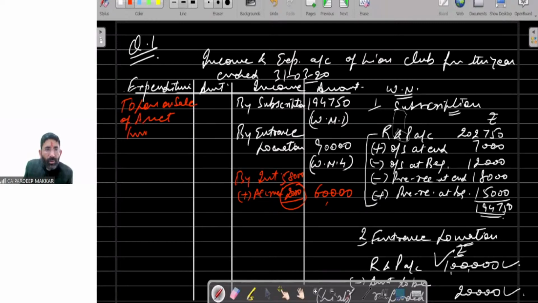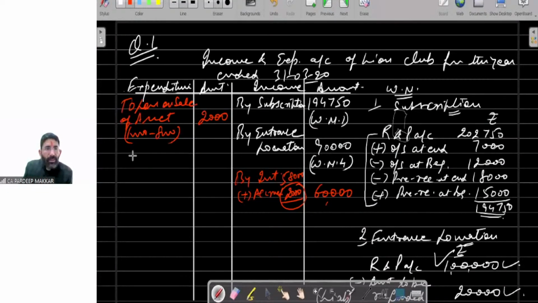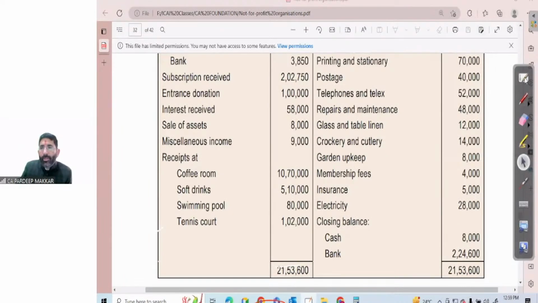That is 10,000 minus 8,000. So there is a loss of worth rupees 2,000. Very simple and easy to understand. Then miscellaneous receipt 9,000. No other adjustment regarding this is given to you, so miscellaneous receipt, or miscellaneous income, is worth rupees 9,000.